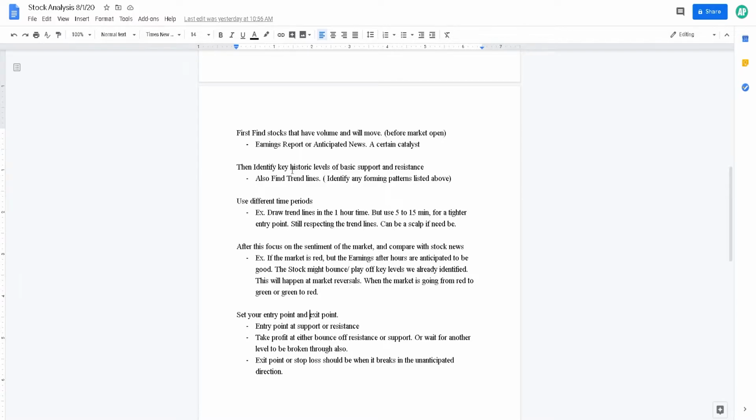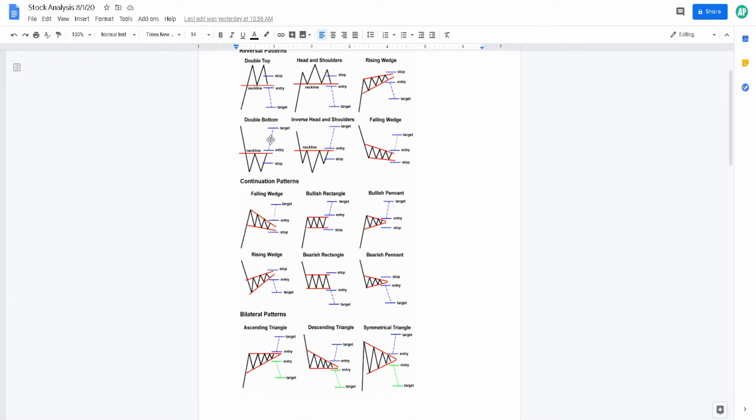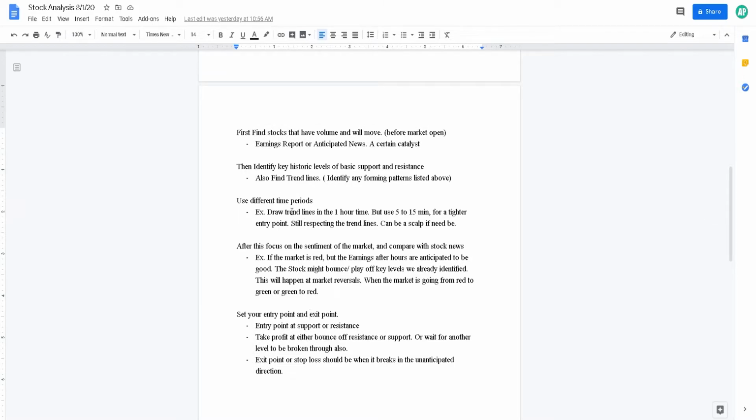Next, you have to identify key historic levels of basic support and resistance. Also find trend lines, identifying any form of patterns listed above. Identify one of these patterns listed above. Next, use different time periods. Draw trend lines in the 1 hour time period, but use the 5 to 15 minute for a tighter entry point, still respecting the trend lines. Can be a scalp if need be.